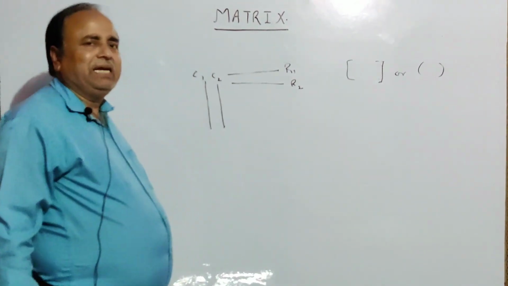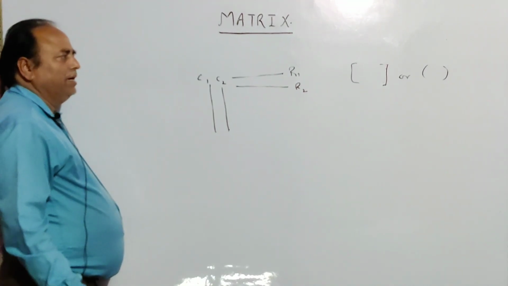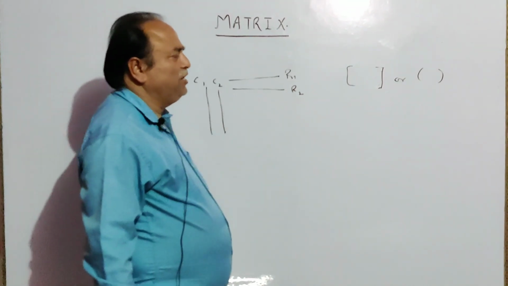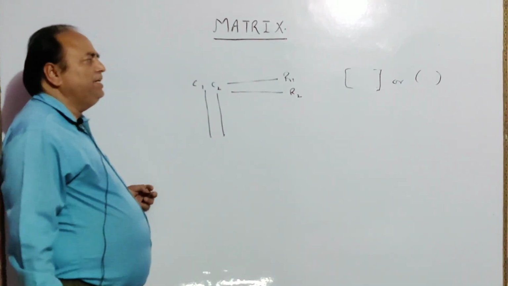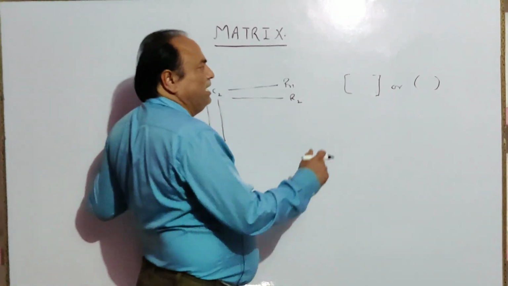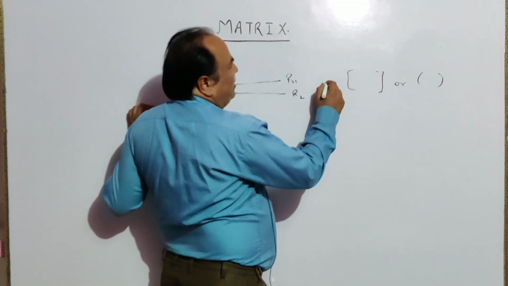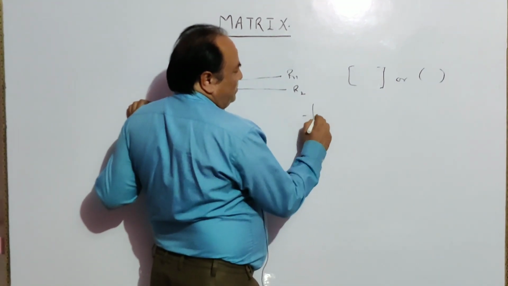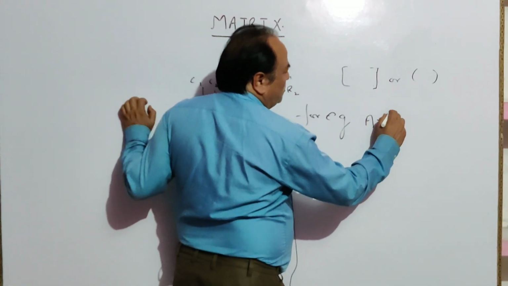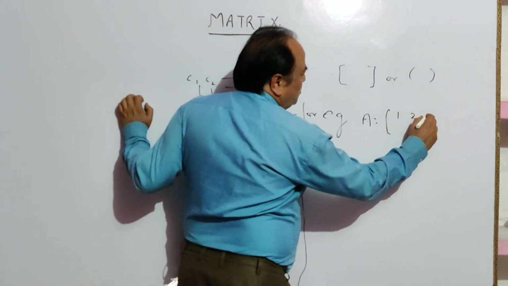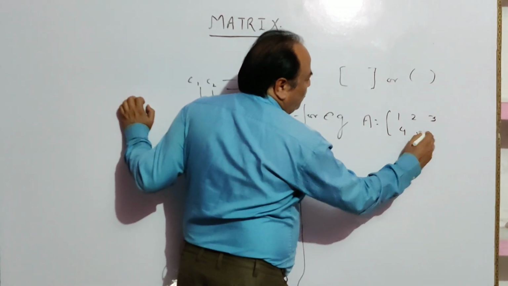A matrix is always represented by a capital letter. Always we use a capital letter to represent a matrix. And the elements are always written inside. For example, matrix A is equal to 1, 2, 3, 4, 5, 6.